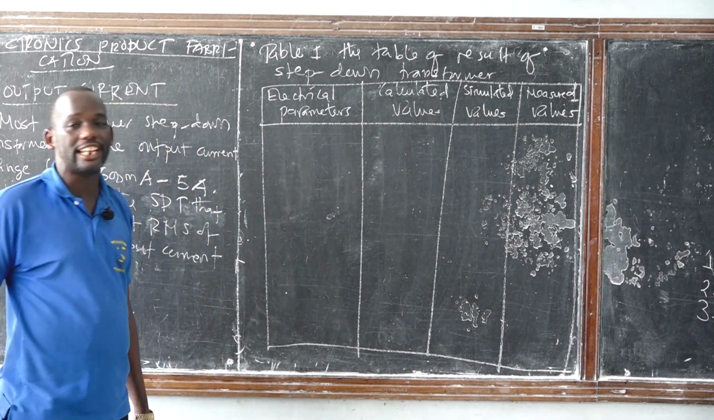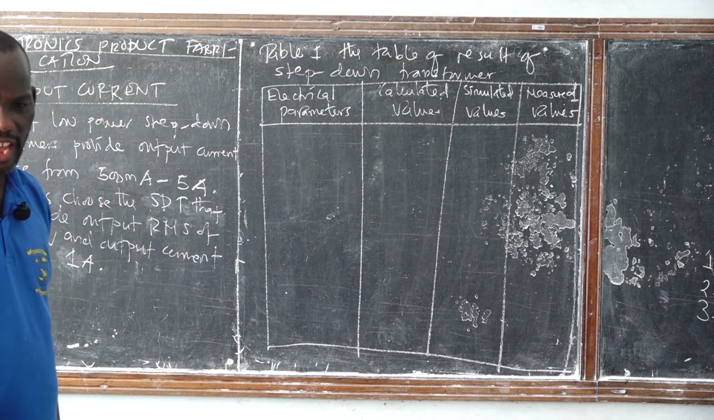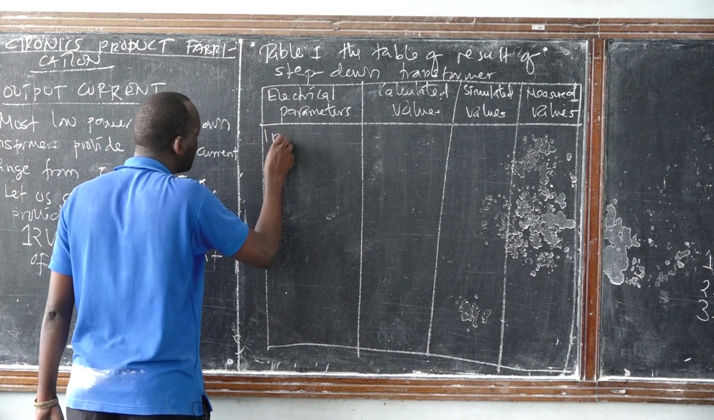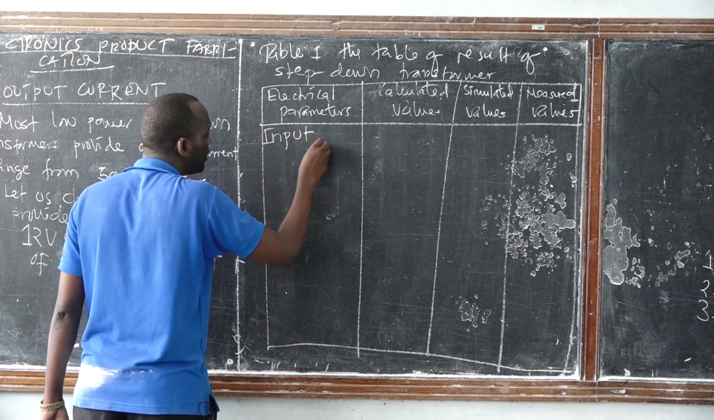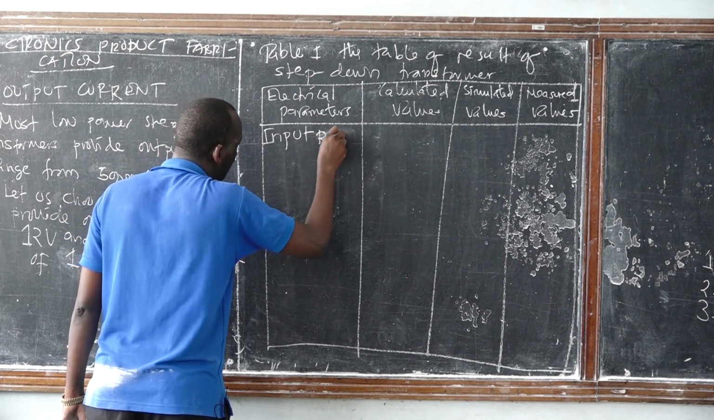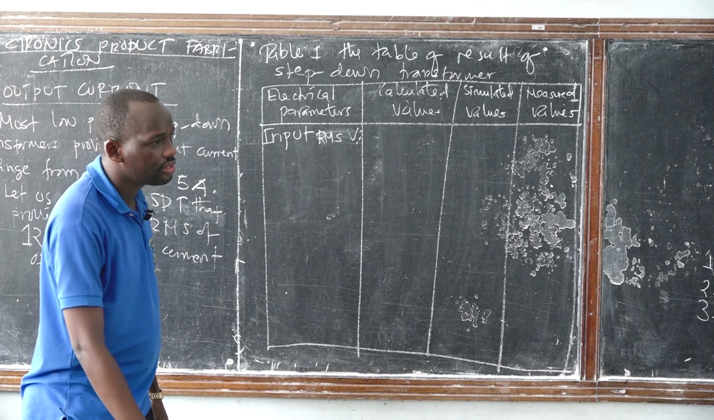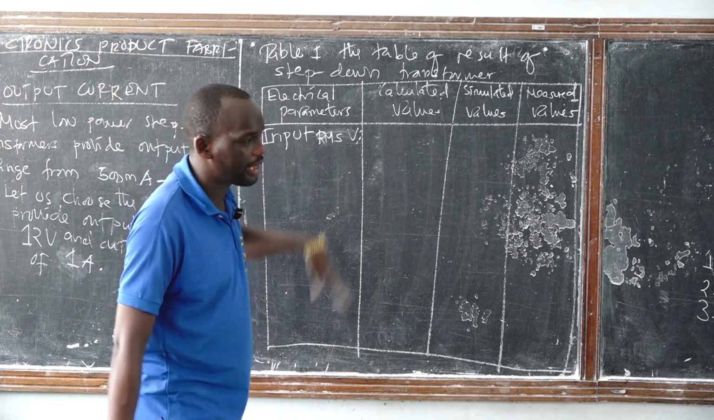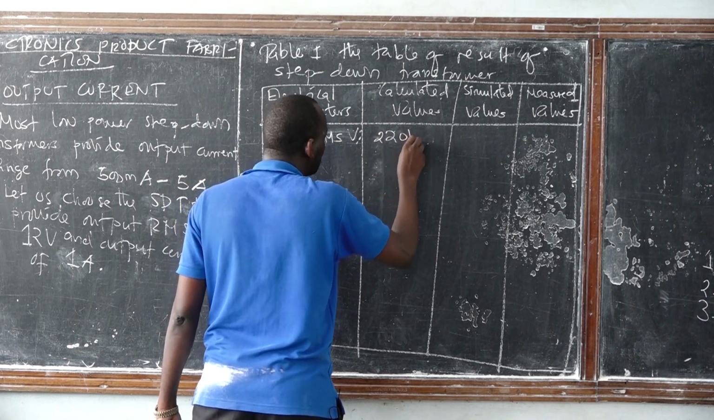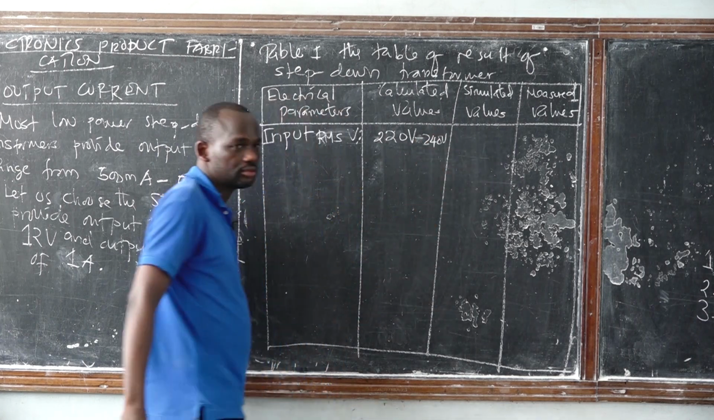So the first, stop writing. The first parameter is what? Electric parameter is what? Input what? Root mean square what? Root mean square voltage. What about the calculated value? So this is calculated by what? By the manufacturer. We said it's what? 220 volt. We may choose this one, or we may say 240 volt.